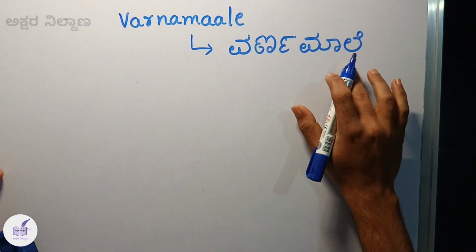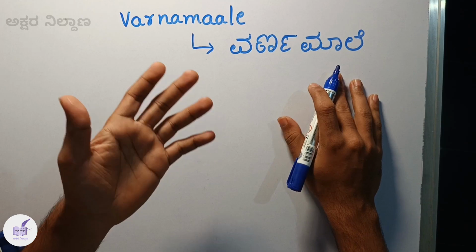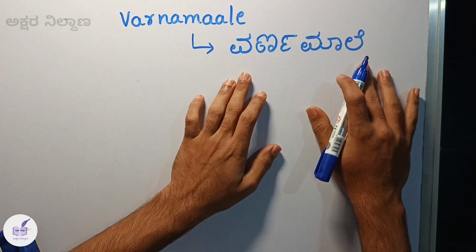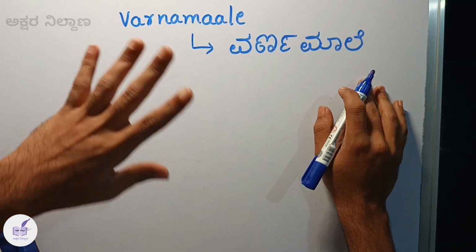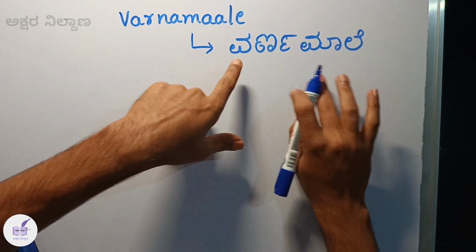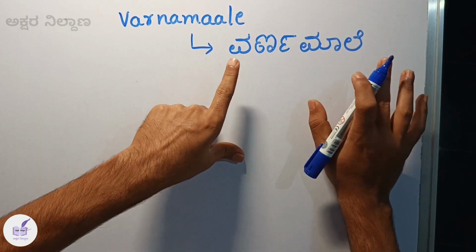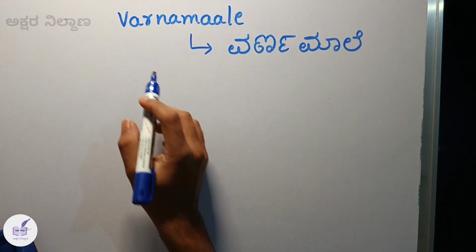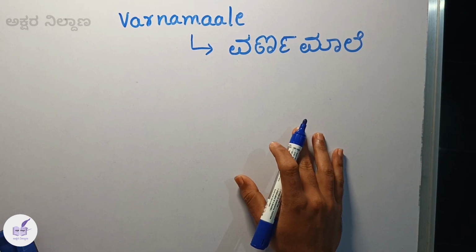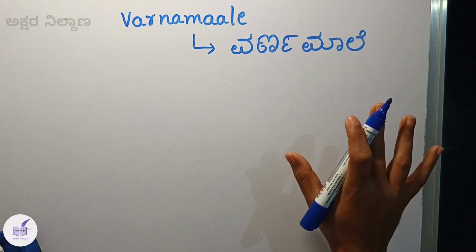If it feels easy, you can just take it down. If you get any difficulty when you're writing this, you can just skip it. After I teach all the basics, you can easily write these kinds of words. As I said, Varnamaale is the word for alphabets in Kannada, and there are 49 letters.